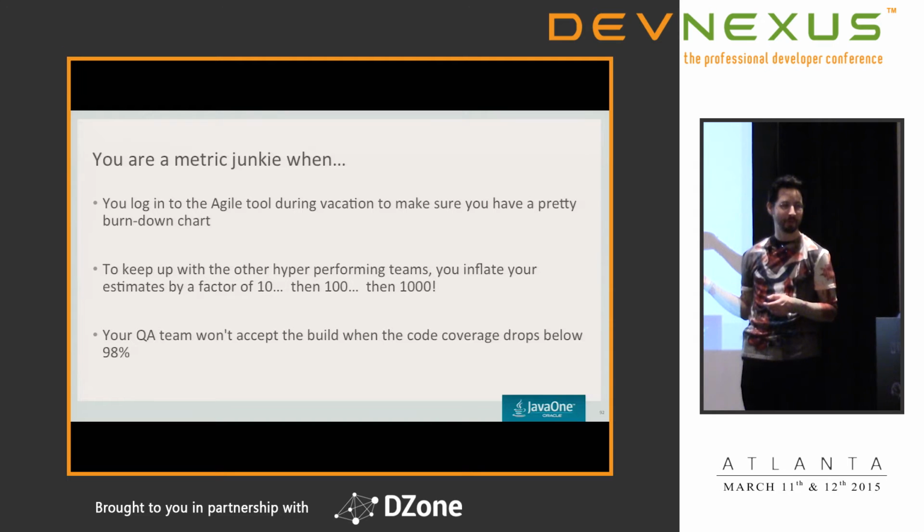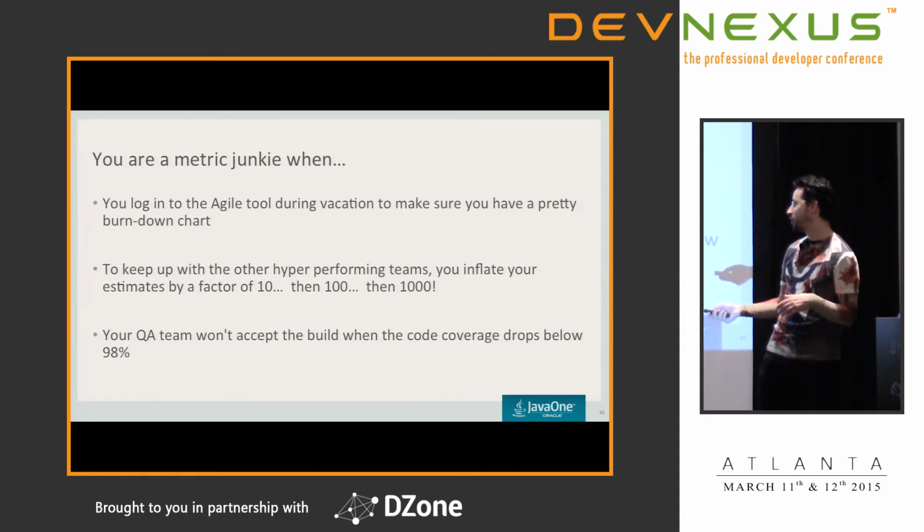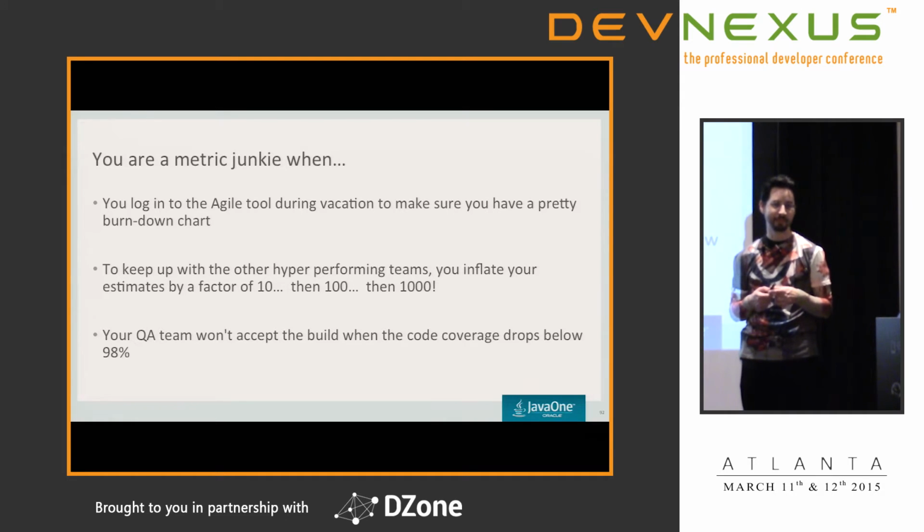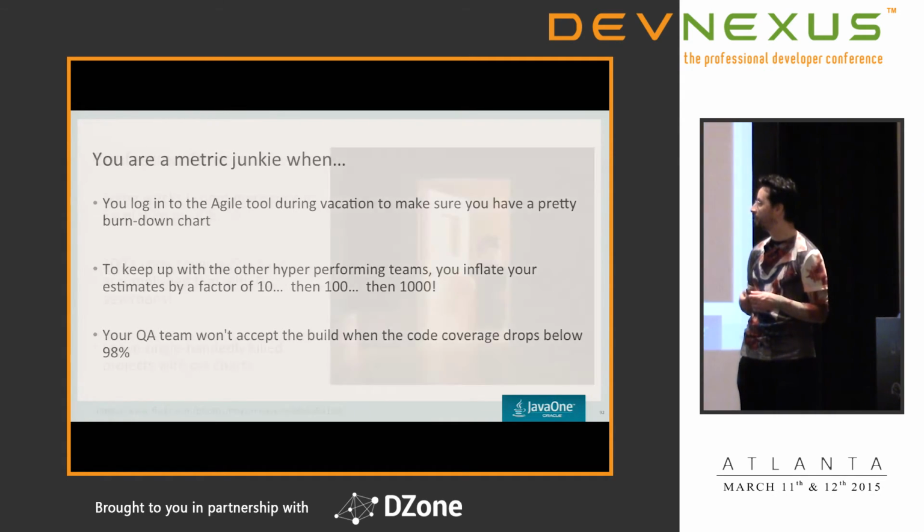You ever see the talks about high-performing teams? They never actually baseline their velocity. They talk about how high-performing they are, and you ask them, well, how do you make sure you don't have velocity creep? And there's not an answer. Your QA team won't accept the build when the code coverage drops below 98%. If they're relying on code coverage as the only metric for what they look at, then there's a problem.